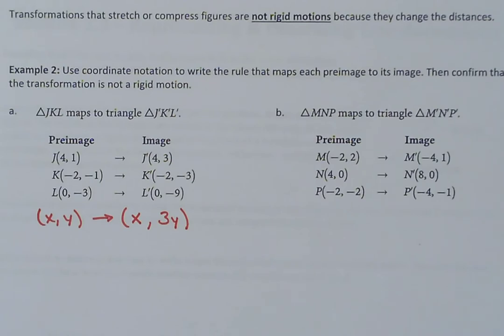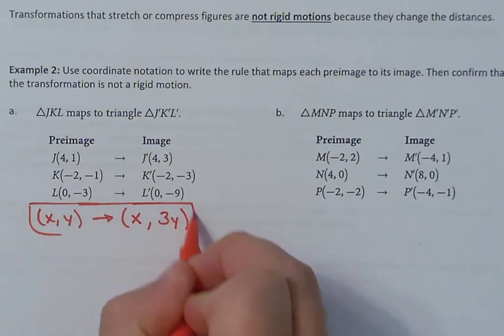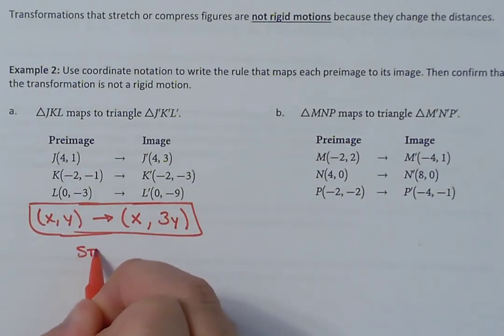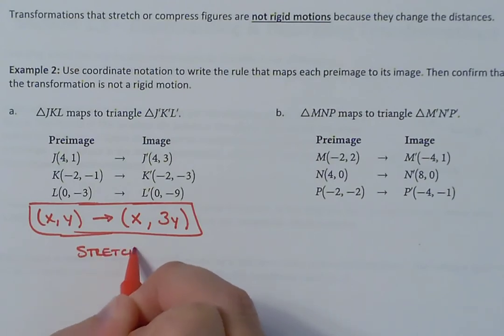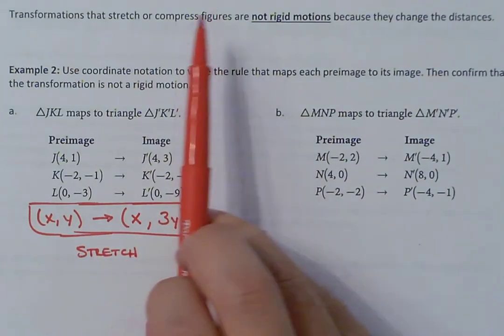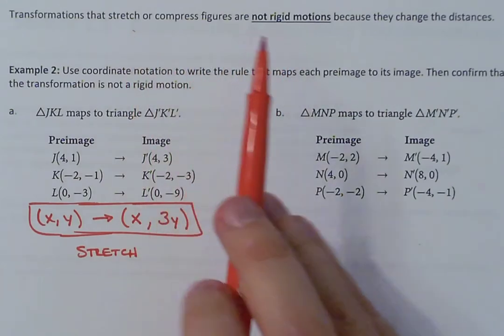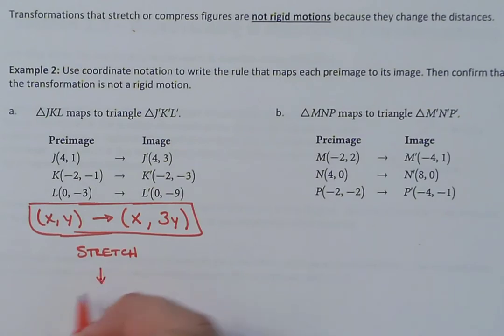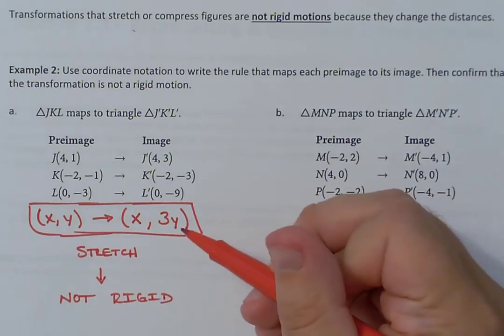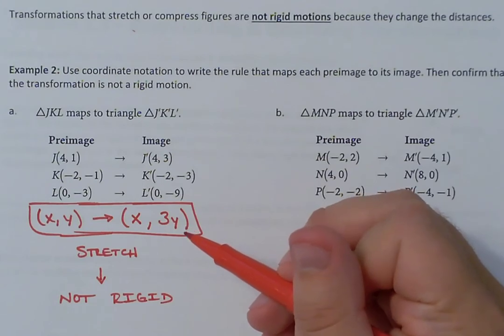as our answer here. Now, in this case, this is going to be a dilation or a stretch. So this is our coordinate rule. This is a stretch, so it's going to make the figure bigger. And like we talked about up here, anytime that it stretches or compresses the figure, it is not a rigid motion. So, this is not rigid based off the fact that we have multiplied. So remember, anytime you multiply or divide, that is not a rigid motion.